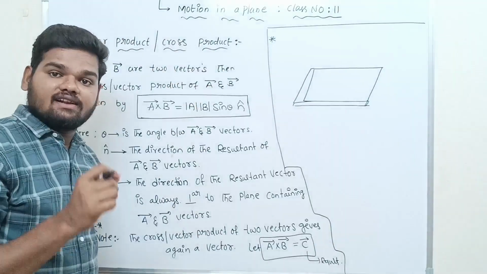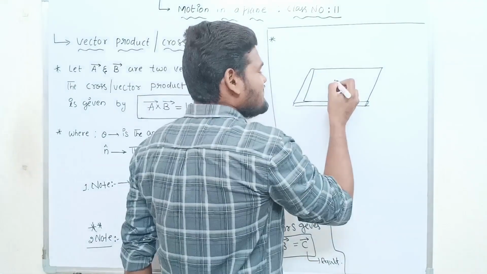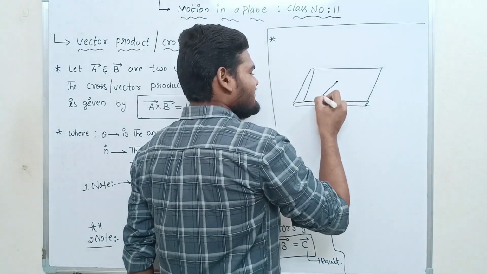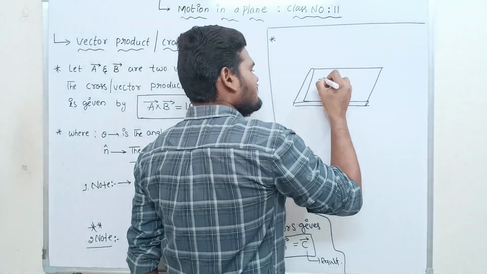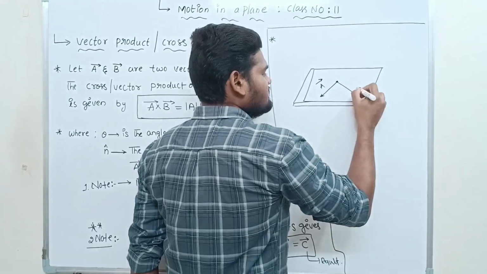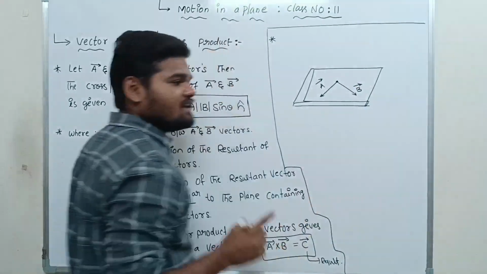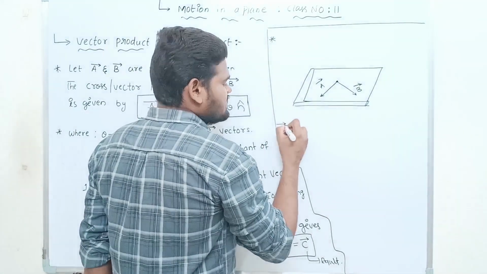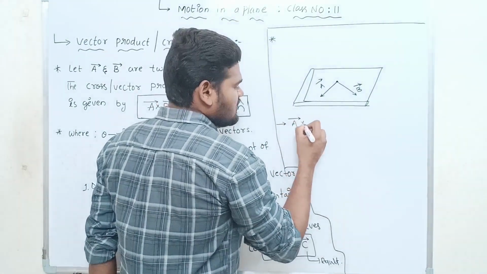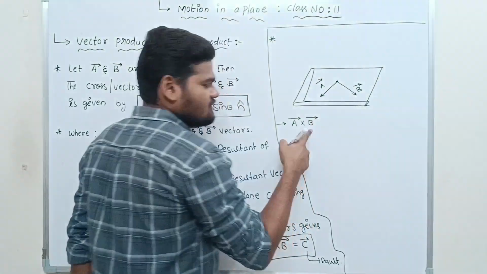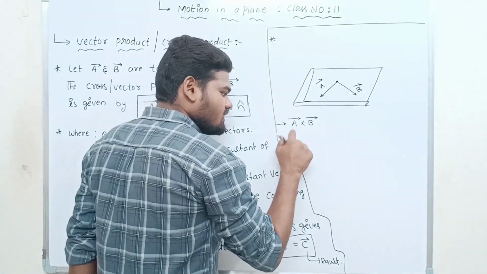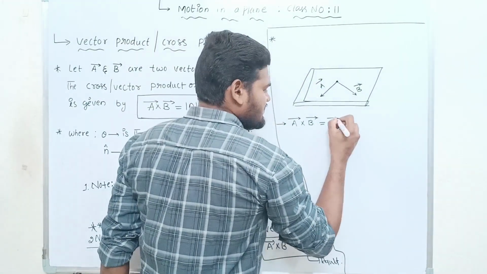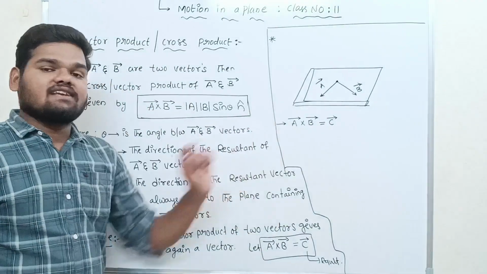Okay. This is a plane. Let us consider this plane consisting of two vectors. Let us say this is the a bar vector and this is the b bar vector. I'm just doing the cross product of the two vectors, a bar cross b bar. After doing the cross product of these two vectors, I got a resultant vector c bar. C bar is the resultant vector.